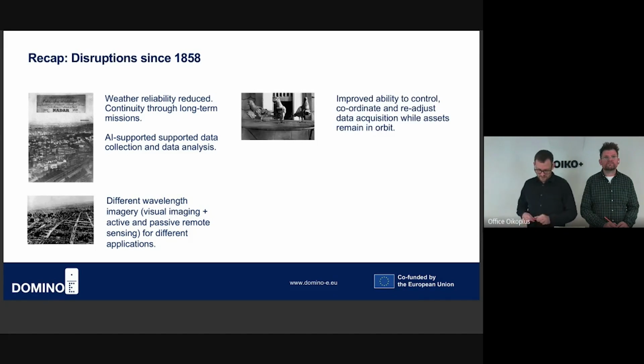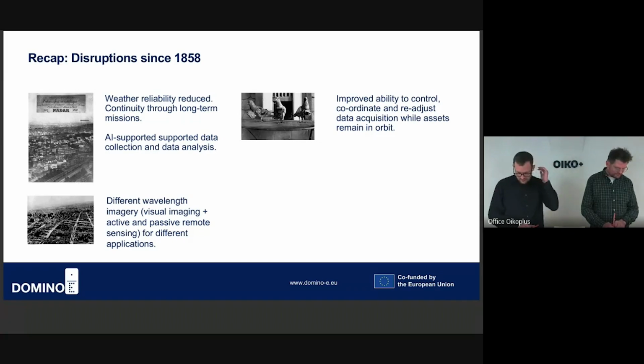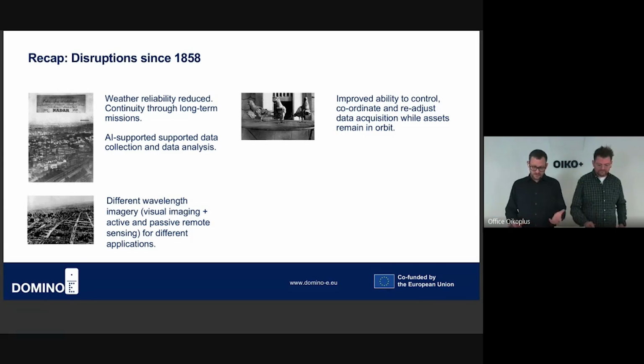Then coming back to the pigeons set free by Julius Neubrunner, here, unlike the relative unpredictability and the fixed schedules of early missions, today's systems are able to allow for near real-time tasking. They allow for cross-satellite coordination, even mid-orbit reprogramming. So we can adapt to emergencies, to shifting needs, and to specific user demands.